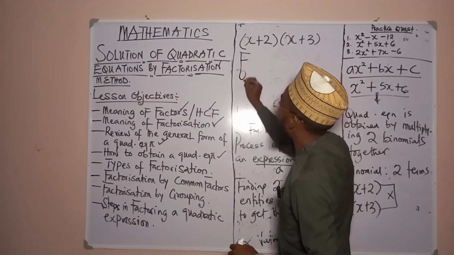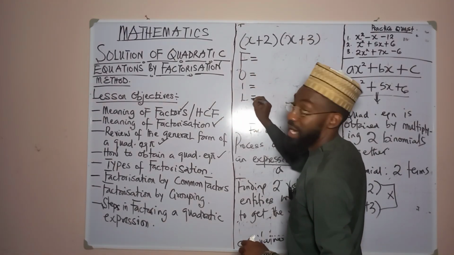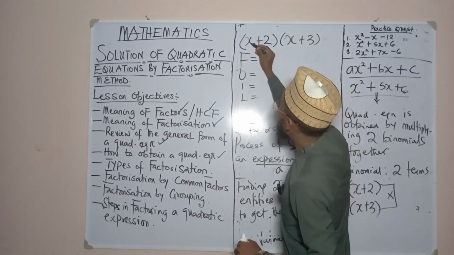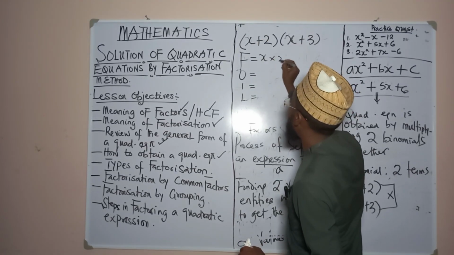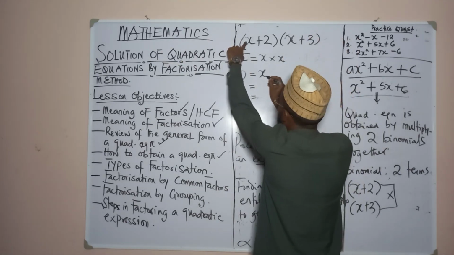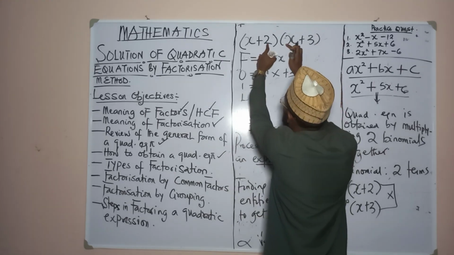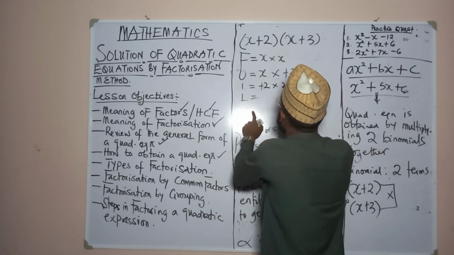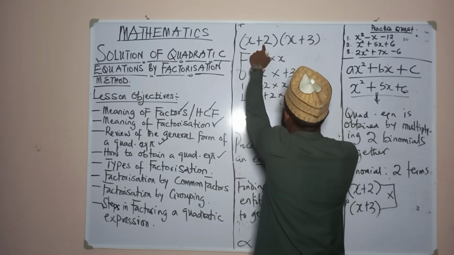Don't forget, I also gave you a simple method on how to multiply out binomials. We use the FOIL method. The first terms: x times x. Outer terms, the ones at the extreme: x times plus 3. Inner terms, the ones inside: plus 2 times x. And then last terms, the last ones: plus 2 times plus 3.